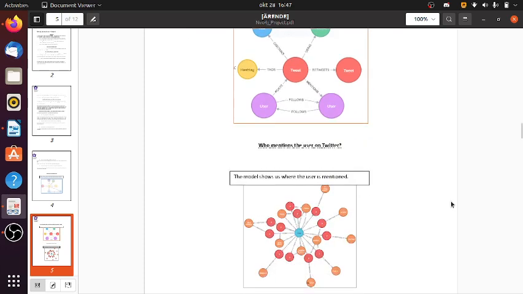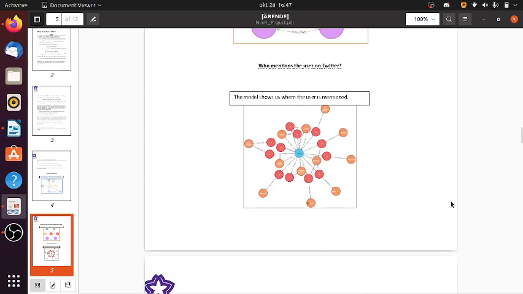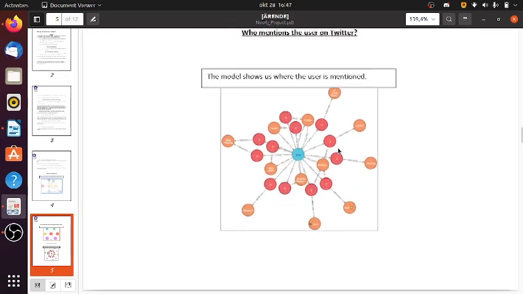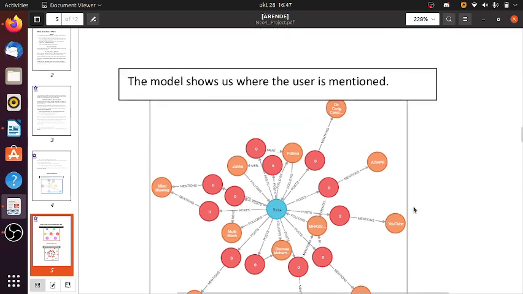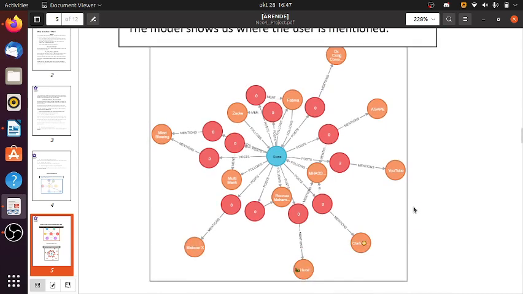So this first question is: who mentioned the user on Twitter? This is basically a screenshot from our output in the Neo4j graph database. The model shows us where the user is mentioned, specifically by followers and also non-followers.